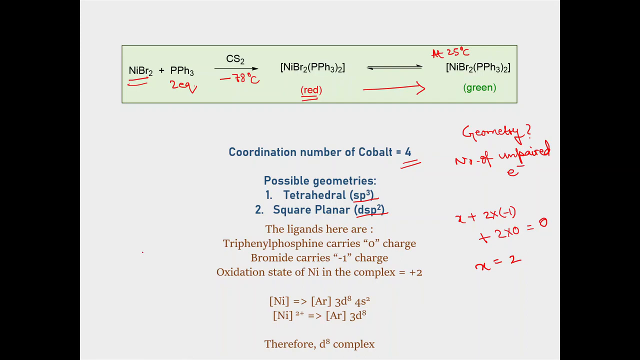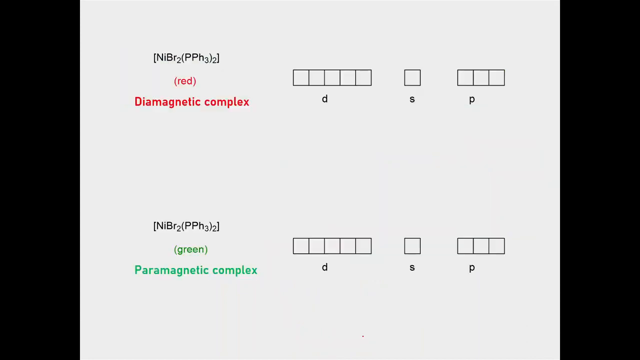So generally the electronic configuration of free nickel is 3d8 4s2, right? So when nickel is present in plus 2 oxidation state, then nickel will have 8 electrons in its d orbital. Okay, so in this complex, nickel is a d8 complex. So this is for the red complex.